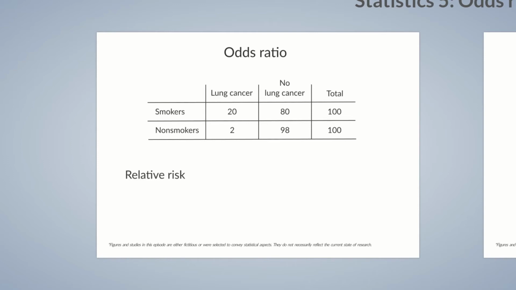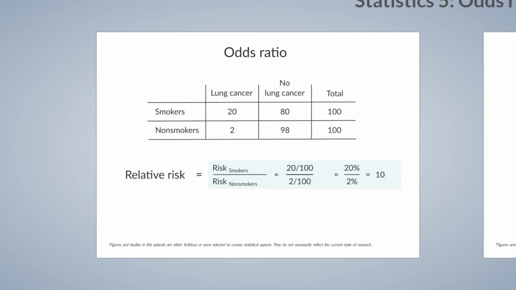The relative risk is obtained by dividing the risk of smokers by the risk of non-smokers, that is, 20 divided by 100, which is 20%. The risk of non-smokers is 2 divided by 100, or 2%. So the risk of smokers developing lung cancer is 10 times higher than the risk of non-smokers.